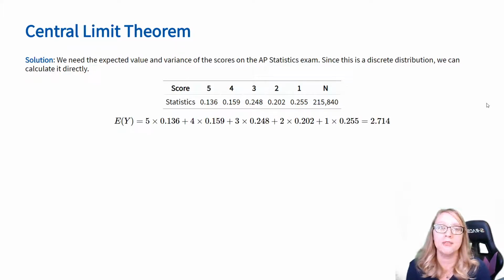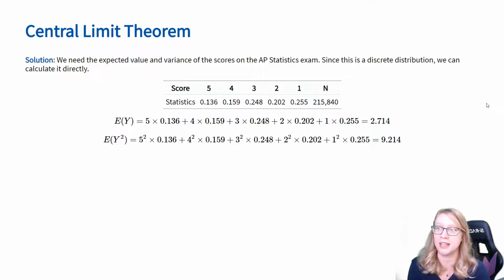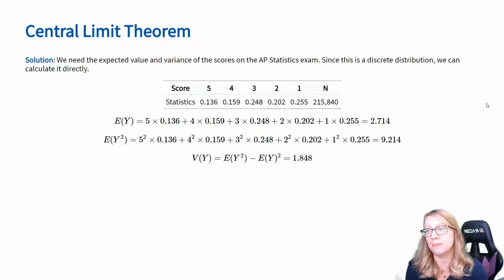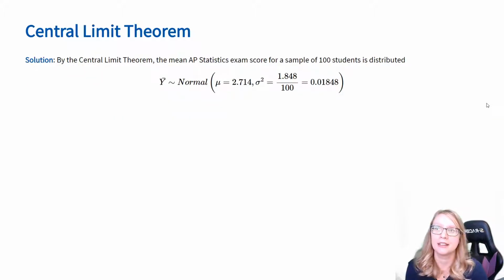Our expected value is found by taking the realized values, the scores, times their corresponding probability. So we get an expected value for the AP exam score of 2.7. Variance is found by taking the expected value of y squared minus the expected value of y quantity squared. We get a variance of 1.848.